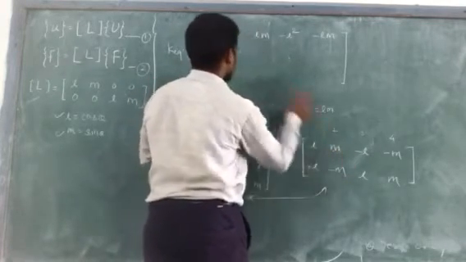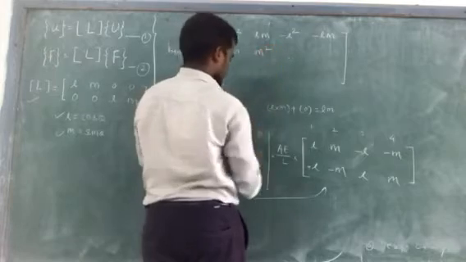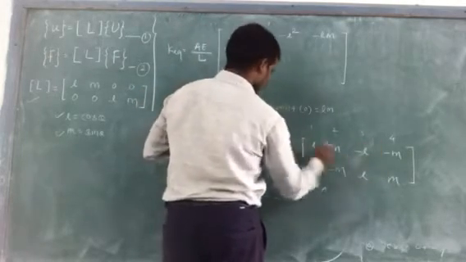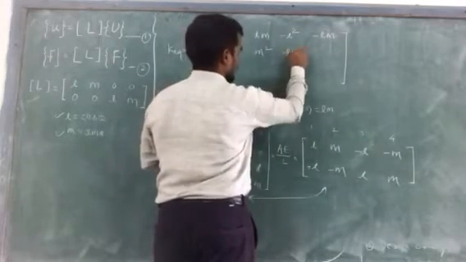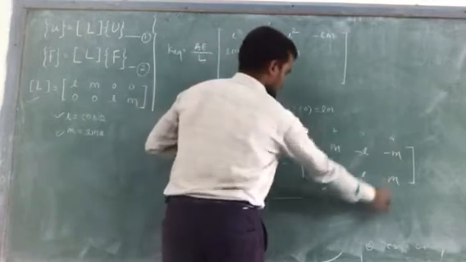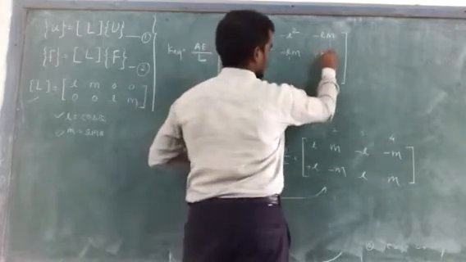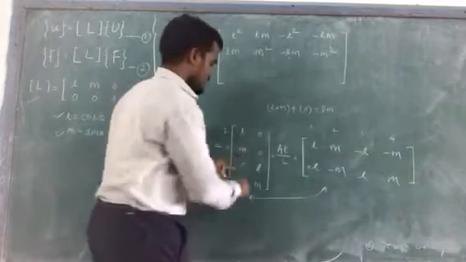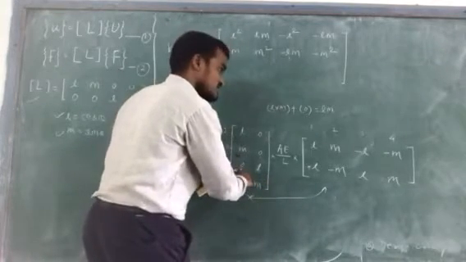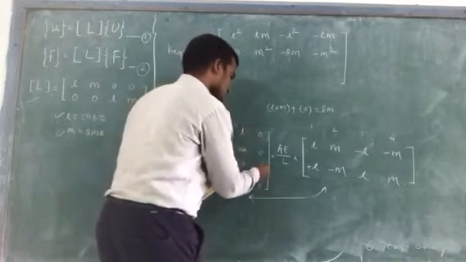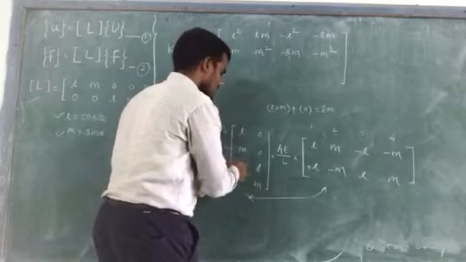M into M square. Then this row into this column, minus LM. This row into this column, finally minus L square. Now here the first one is 0, so the second is the main effect. So the first one is negative.